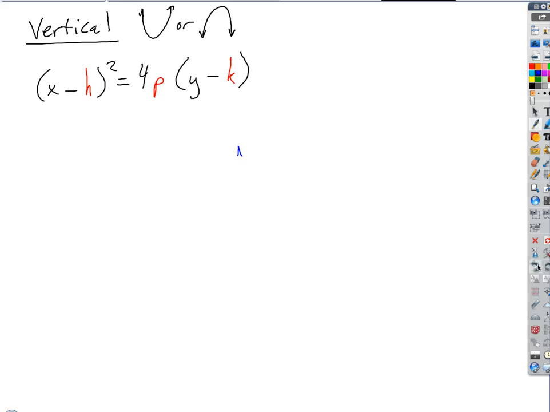p is a little different. Just like r told us the size of the circle, p tells us the shape of the parabola. And here's the picture we use, and we drew this a while ago. Do you remember going through that whole geometer sketchpad, and we talked about a parabola as being the locus of points equidistant from a focus and a directrix? Do you vaguely remember that?